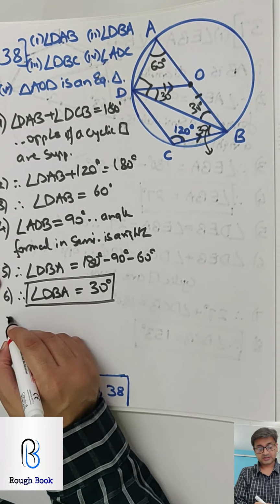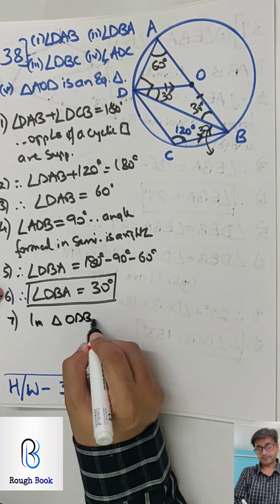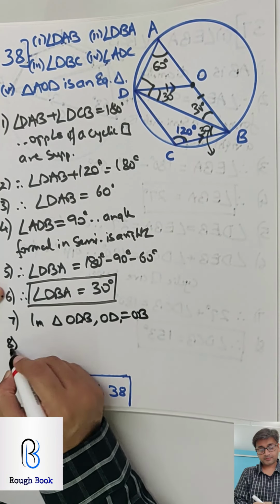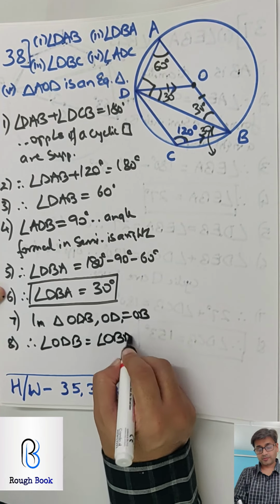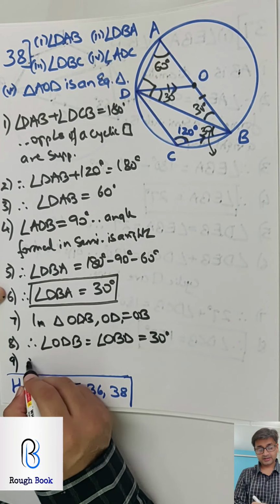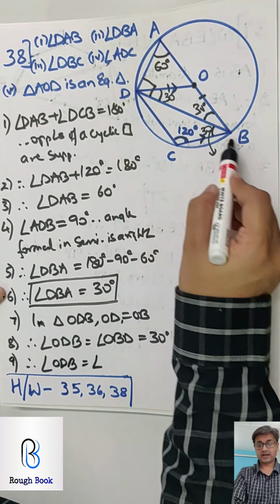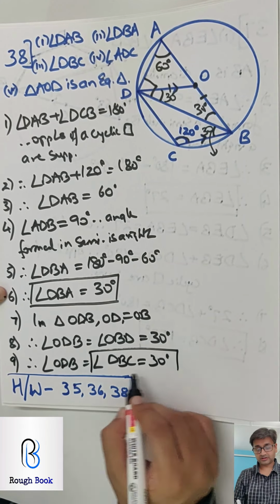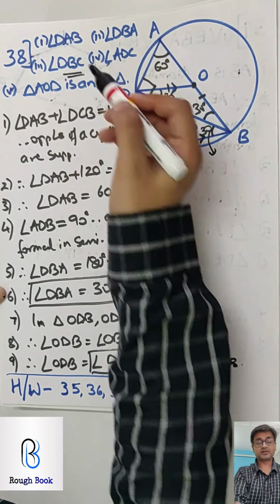So let's write it. Seventh one. I will say in triangle ODB, OD equals OB, and therefore angle ODB equals angle OBD equals 30. So both are equal, and therefore angle ODB is equal to angle DBC is equal to 30. Put a box and write the reason as alternate angles. So you managed to get this third one.